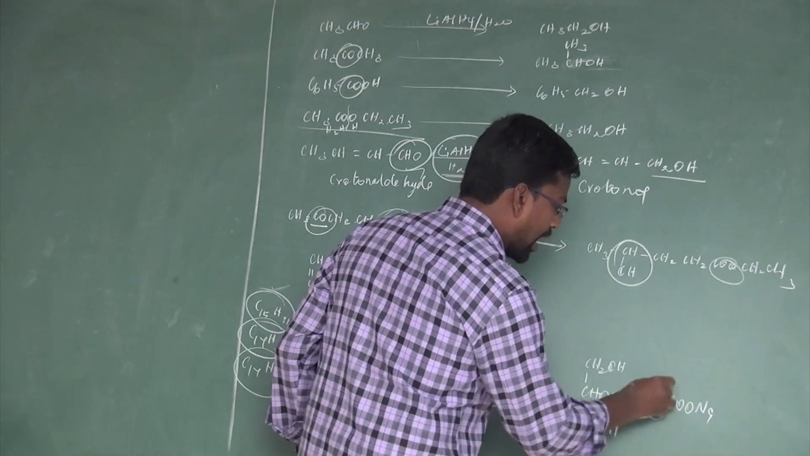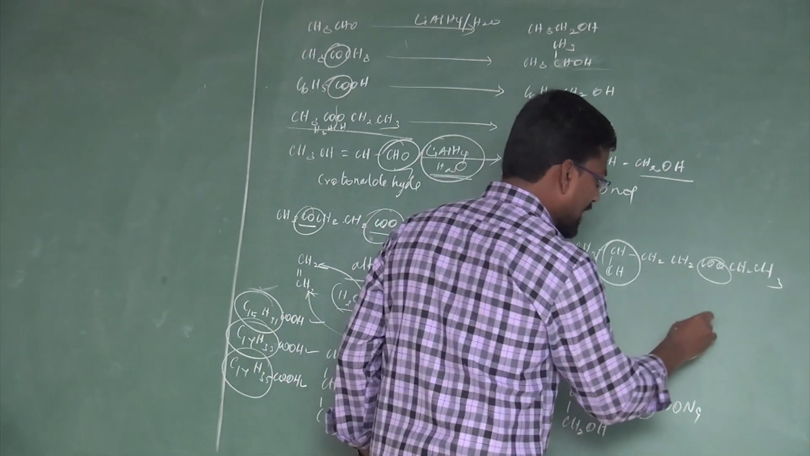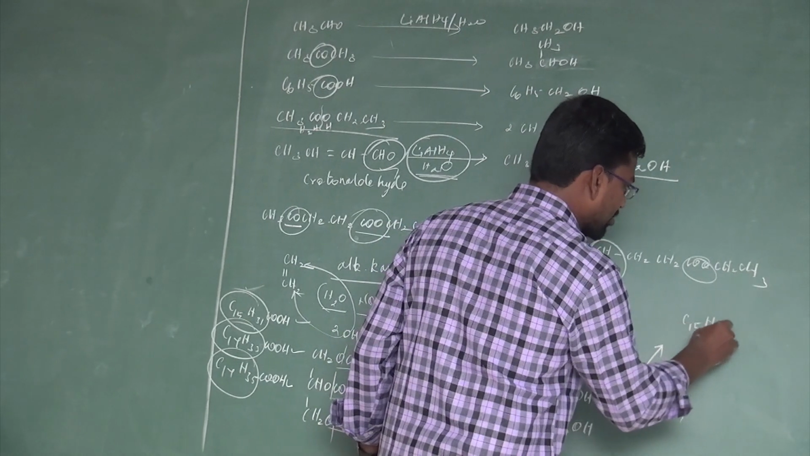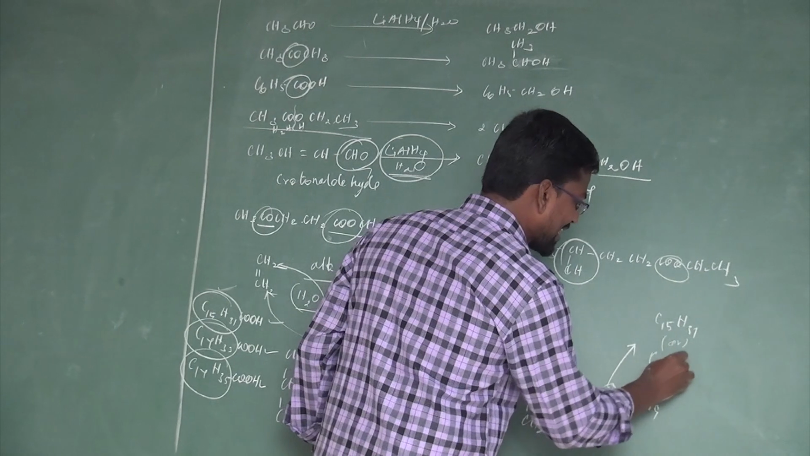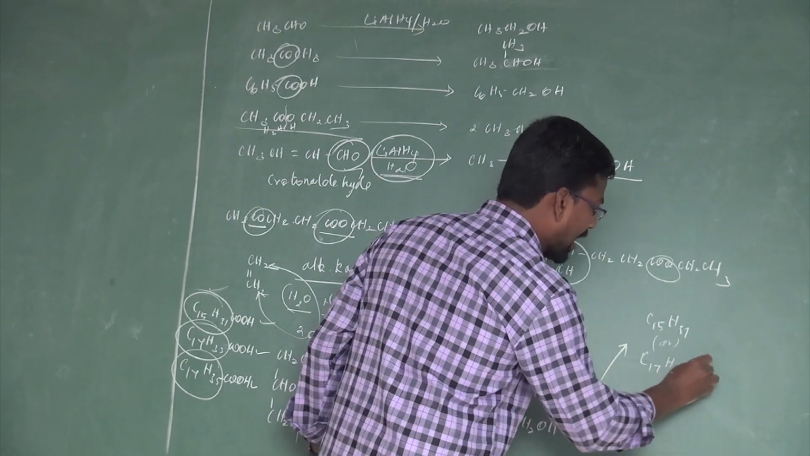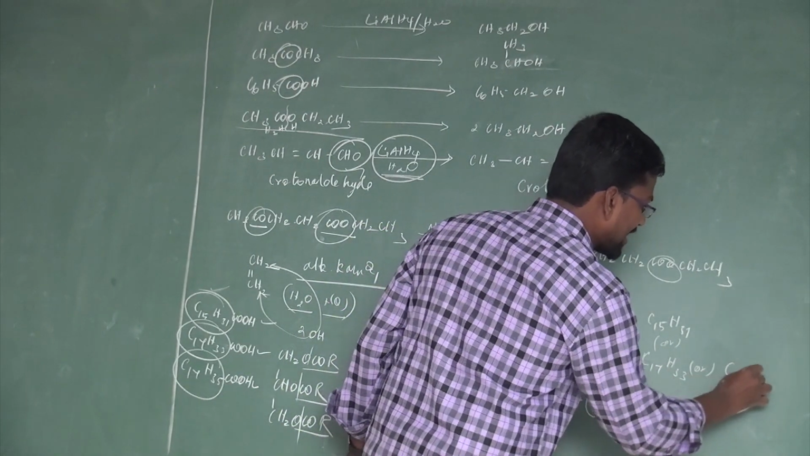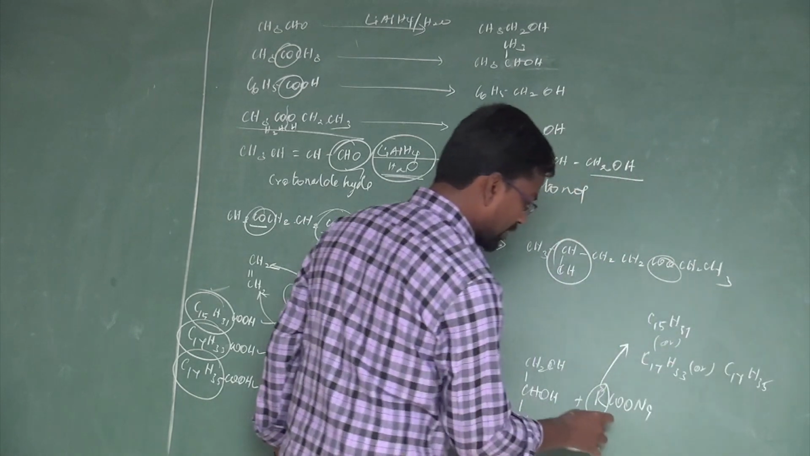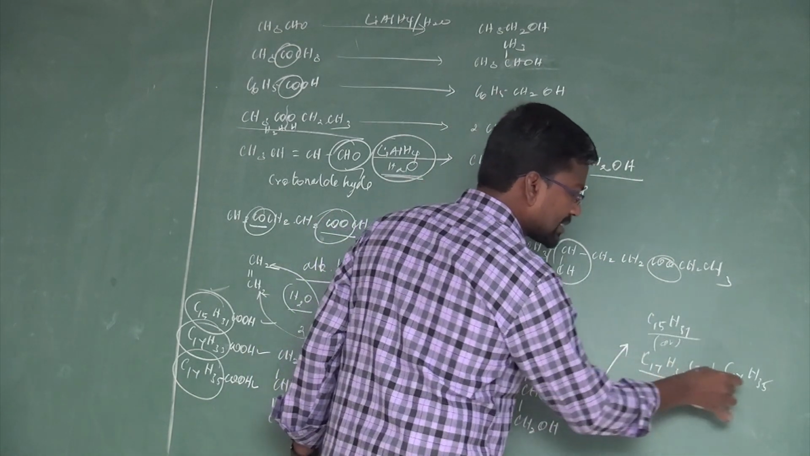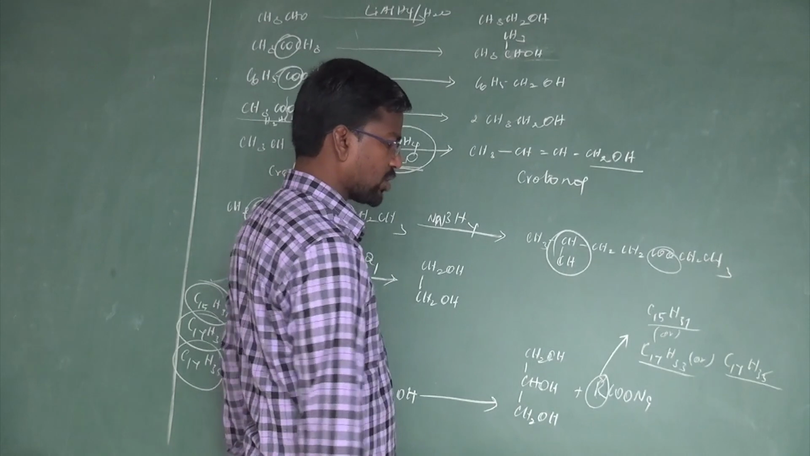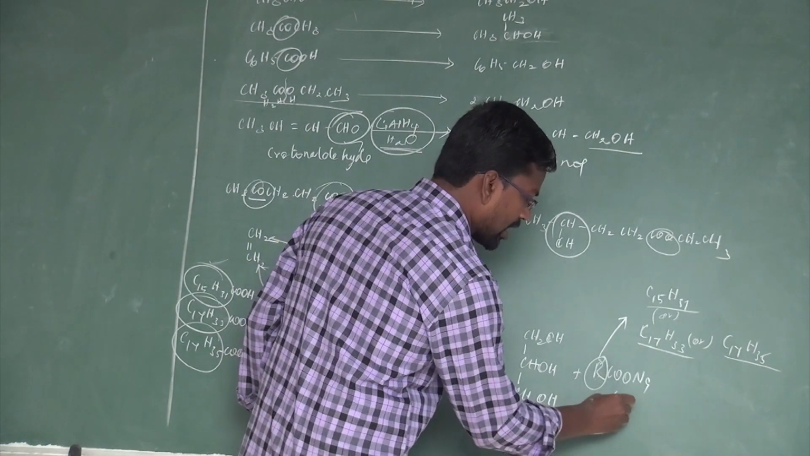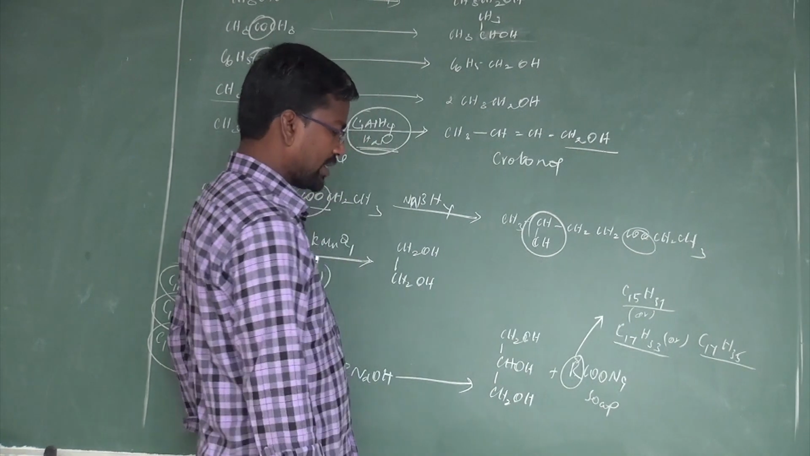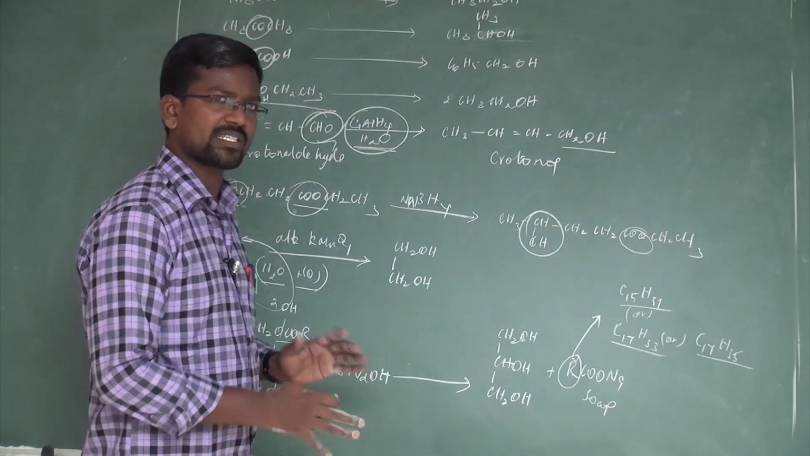RCOONa, where R is equal to C15H31, or C17H33, or C17H35. R is the longest carbon chain of a monocarboxylic acid, known as a fatty acid. This RCOONa is soap. This process is otherwise called the saponification process.